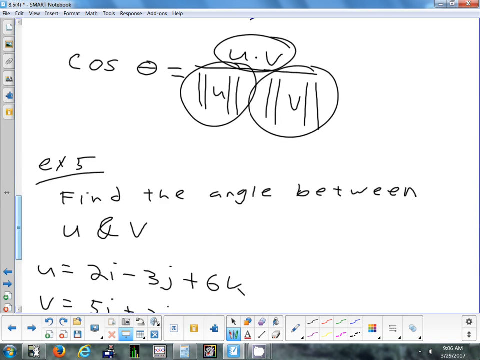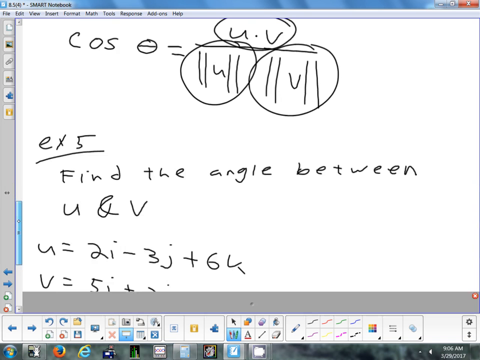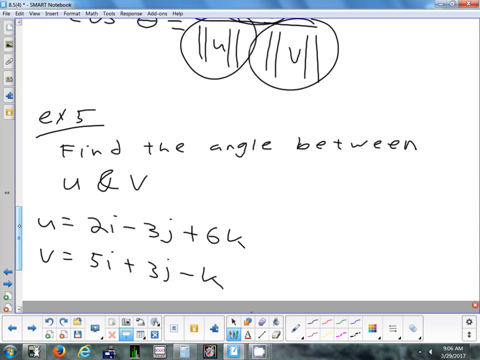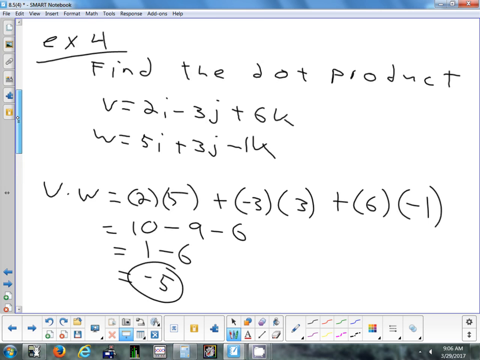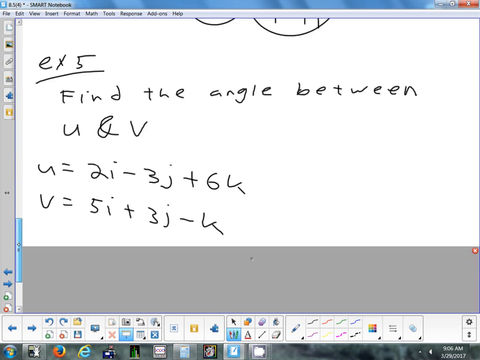So we'll find the angle between the two vectors we just looked at in example 4. That might be a good place to stop after we do that. Okay, so let me just make sure I copied them right. So I have 2, negative 3, 6, and 5, 3, negative k.